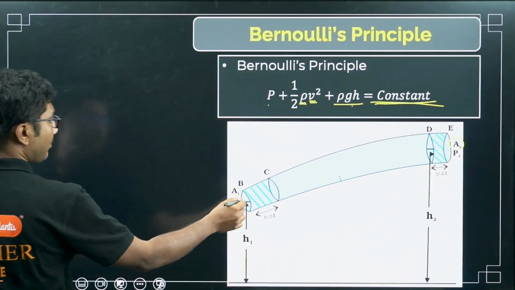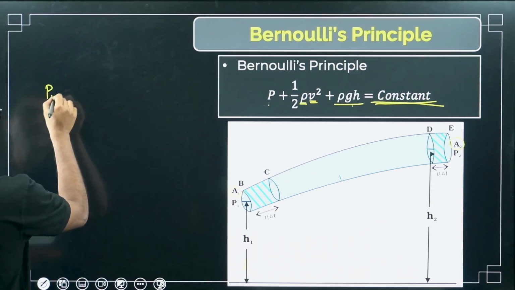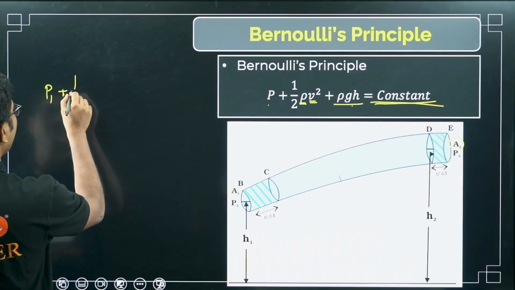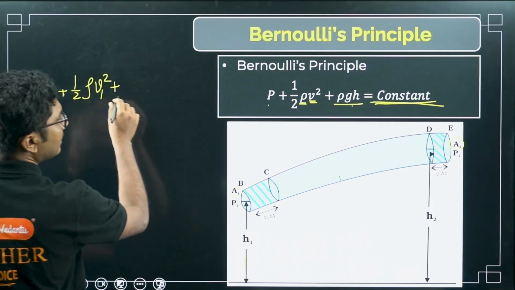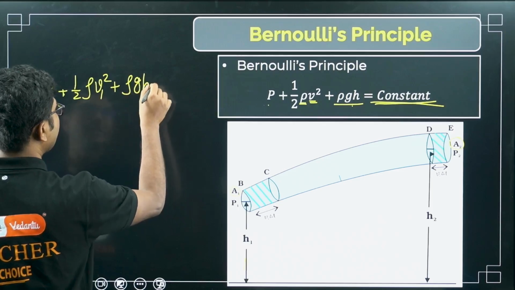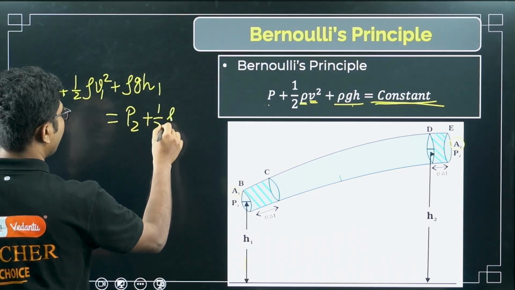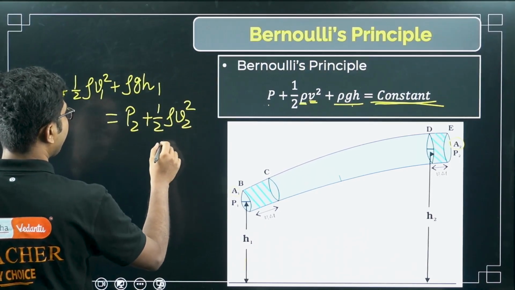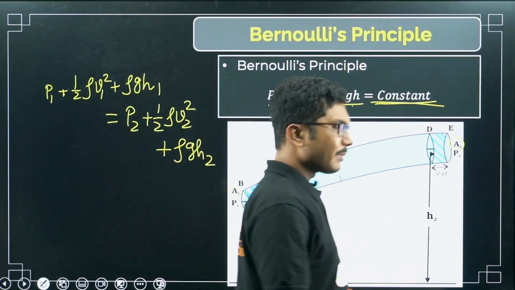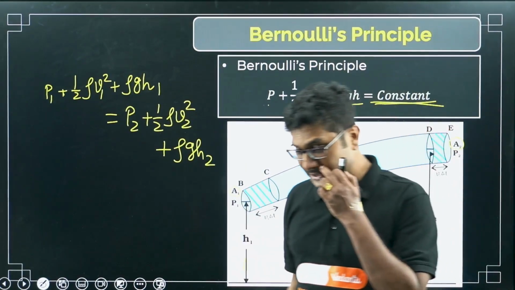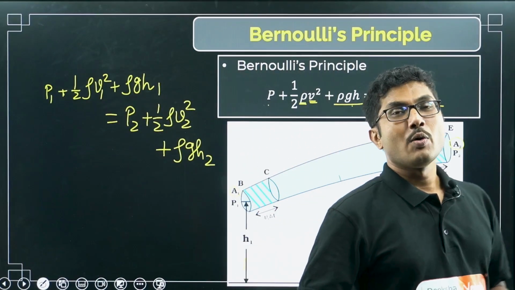So at this point, suppose velocity is v1, here pressure is p1, then we can write p1 plus half rho v1 square plus rho gh1 equals p2 plus half rho v2 square plus rho gh2. So this is the basic equation of Bernoulli's principle. This is a complicated mathematical equation. Bernoulli's principle also has a simpler meaning. What is the meaning of that?